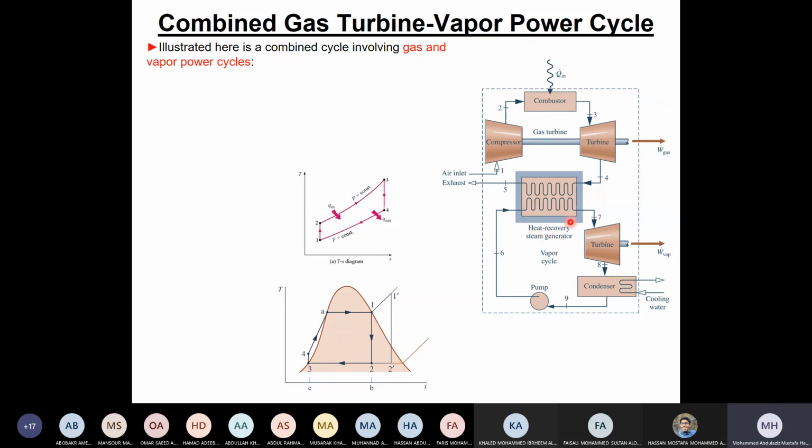Sometimes we call it also a waste heat recovery boiler because we recover this waste heat. So this was waste heat. It was supposed to go to the atmosphere, and therefore we utilize it in steam generation here, from 4 to 5. So now we add it here instead of having a simple cycle. Now we have what we call a combined gas turbine vapor power cycle. So this is a combination, and this is what we call a combined vapor power cycle.